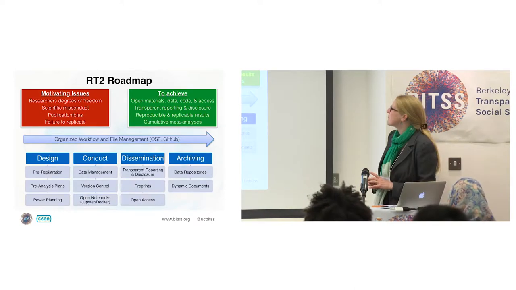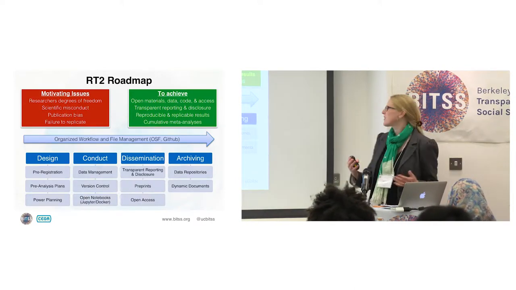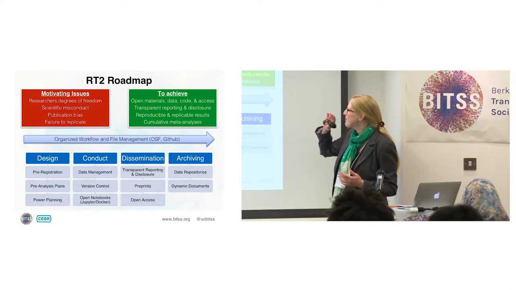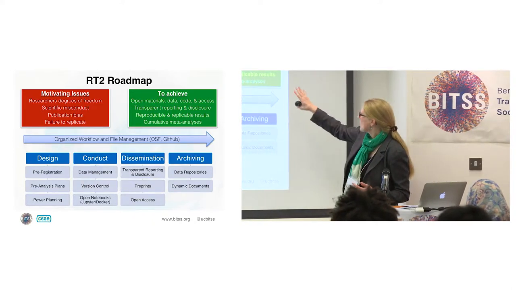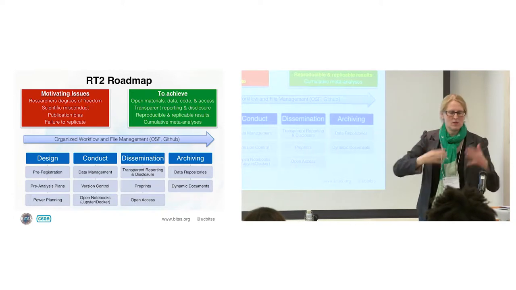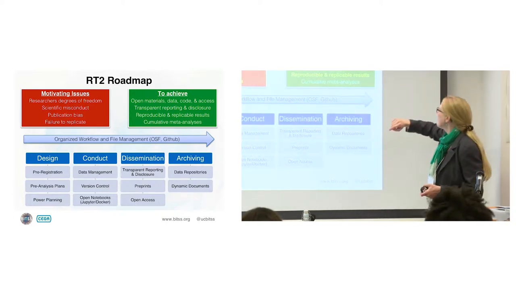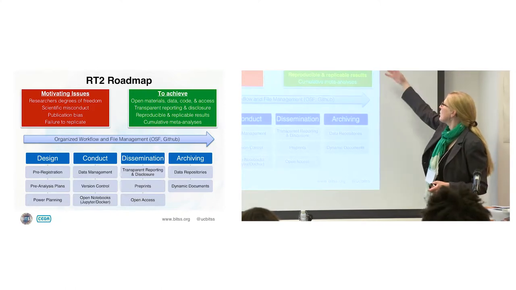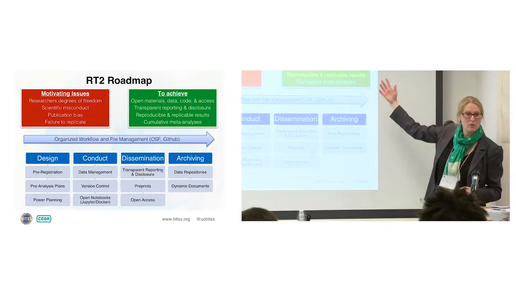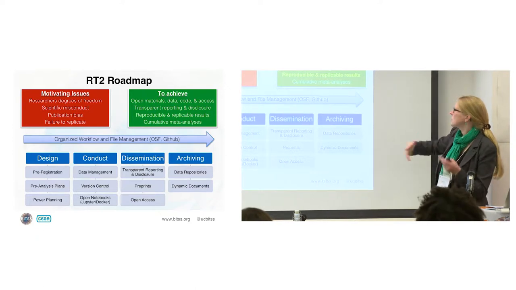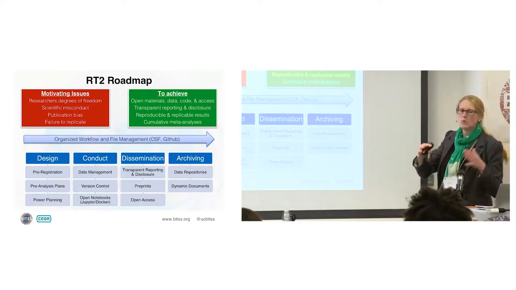First of all, just to get back to the roadmap for the summer school here, the topics in yellow are what this talk is directed at. Failure to replicate. Open materials, open data, open code, transparent reporting, and reproducible, replicable results. So this is where we're at.